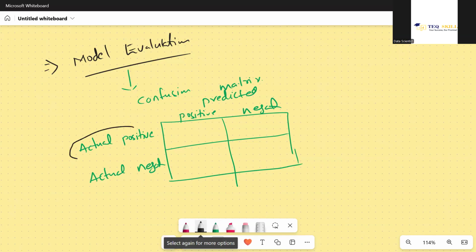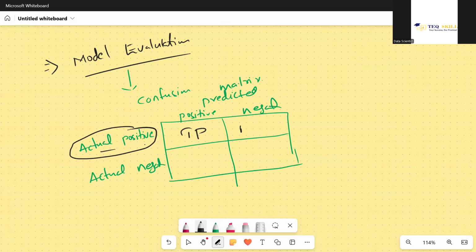So actually, what are we doing in the confusion matrix? Actually it's a positive number and we predicted it as positive, so we call it a true positive. TP means true positive. Actually it's a positive and you also predicted it as positive. Actually it's a positive, but you predicted it as negative, so it's a false negative.